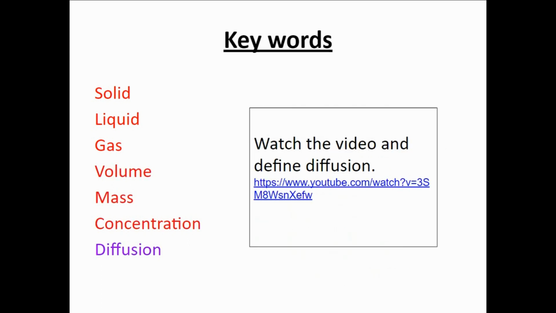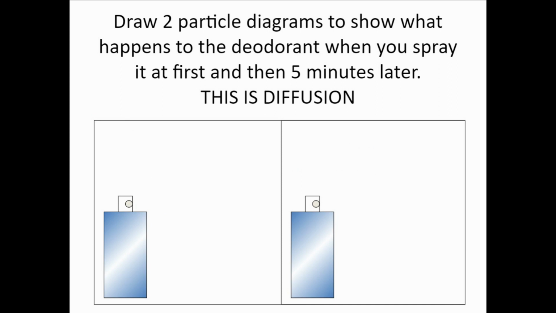Next thing we need to do is watch the video and define diffusion from it. Pause this video and watch that video. Next, we need to draw two particle diagrams to show what happens to a deodorant when you spray it first and then 5 minutes later. This is diffusion. Pause the video and have a go at that.